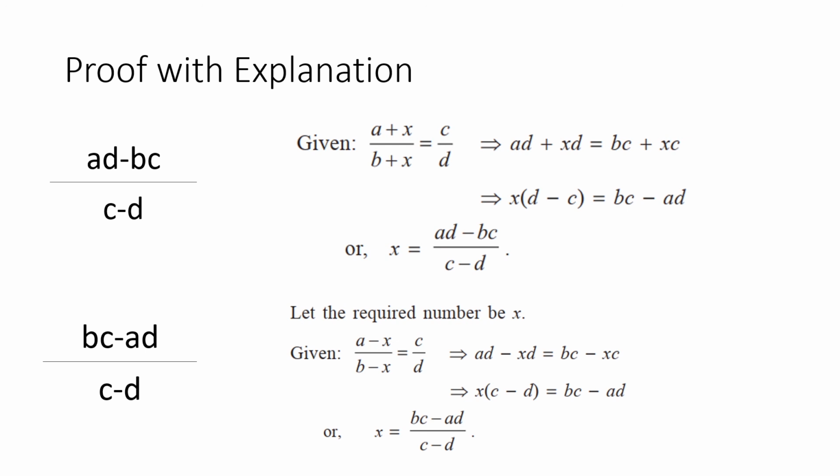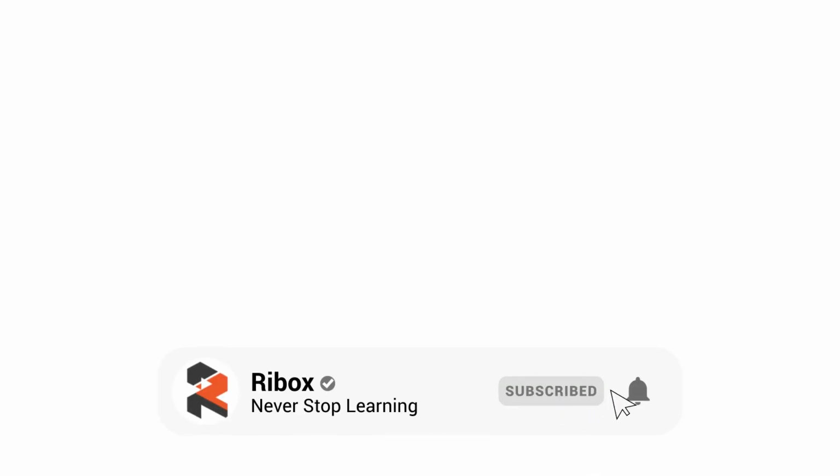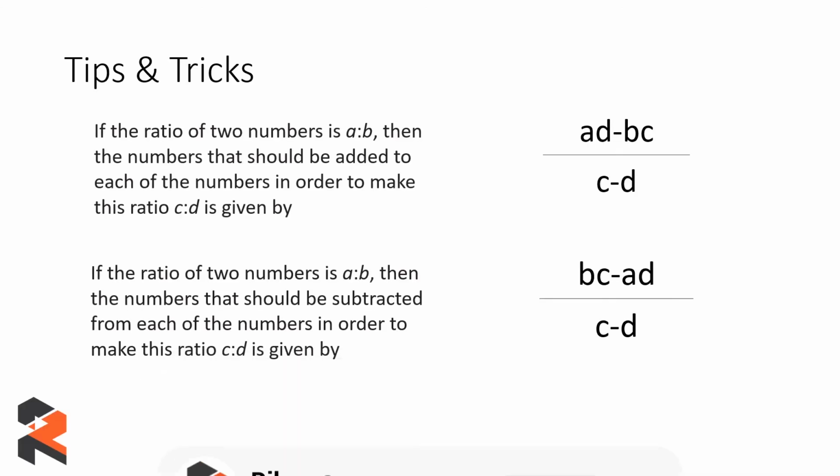So let's look at an example. So what we want to do is find the number that must be added to the terms 11 is to 29 to make it equal to 11 is to 20. Now as per the formulas which we read right now, which formula has to be used depends on the value which is getting either added or subtracted. If the value is getting added, we know that we will be using AD minus BC upon C minus D, and if the value is getting subtracted, then we will use BC minus AD upon C minus D.